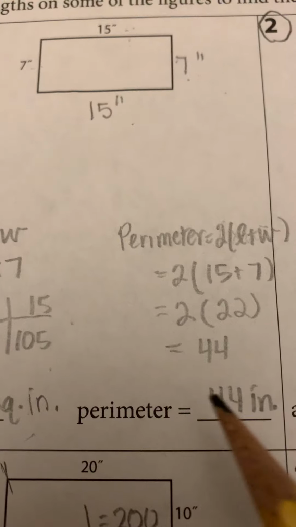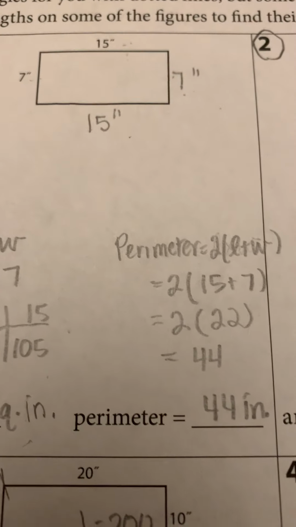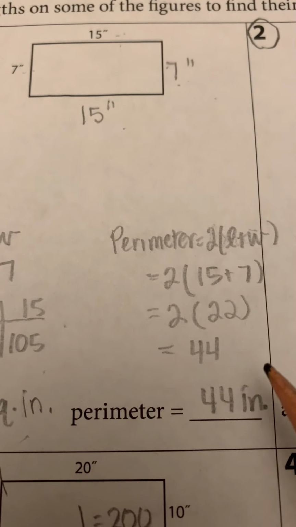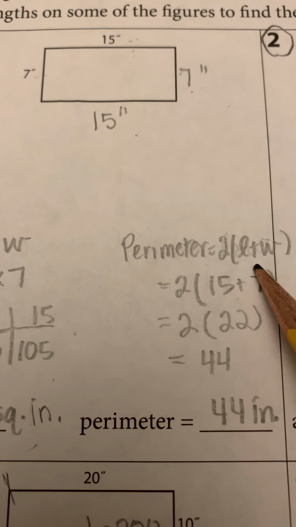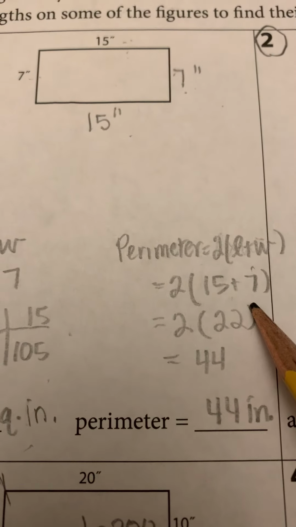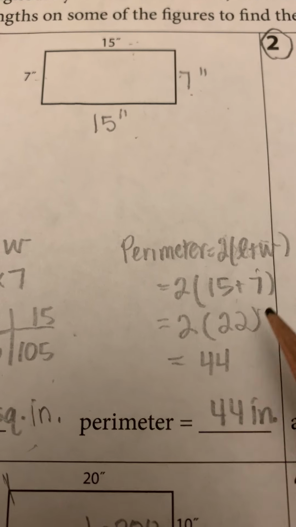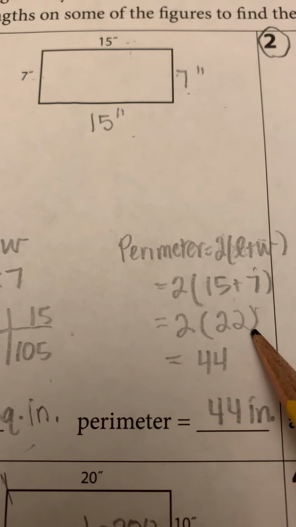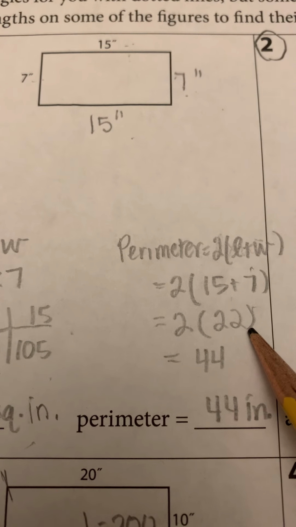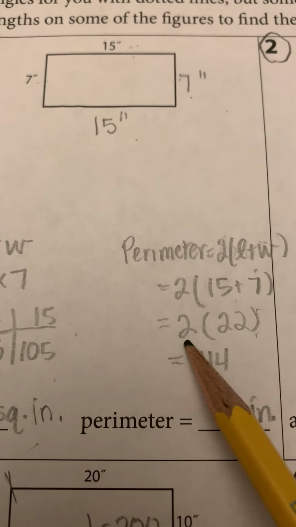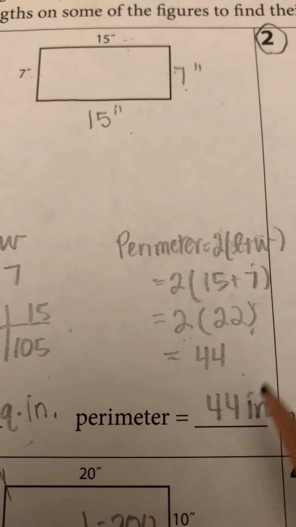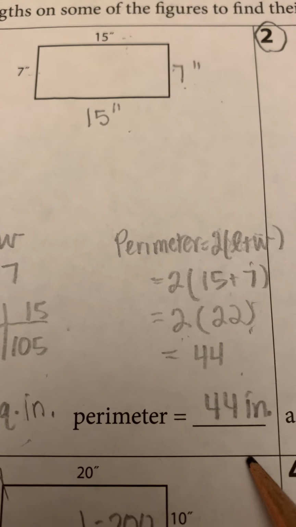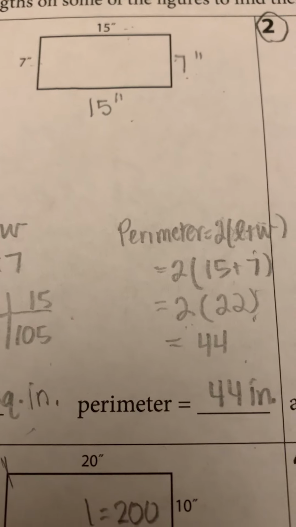The perimeter of this area, or this shape, is all the sides added together. The formula is 2 times length plus width. So I'm going to add the 15 and the 7 together and get 22, and then I multiply it by 2. 2 times 22, double it, 44. So my perimeter is 44 inches.